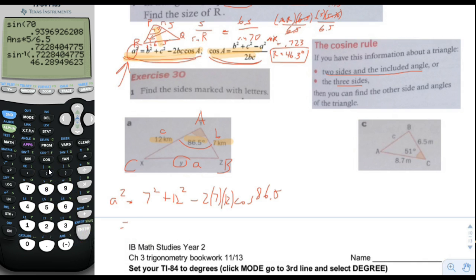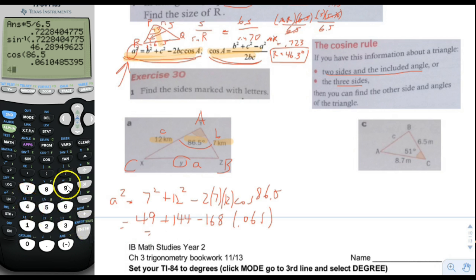I prefer to do some of the things that I can do by hand. I know that 7 squared is 49, I know that 12 squared is 144. And then 7 times 12 times 2 is 168, I think. 7 times 12 is 84, 84 times 2 is 168. And then I'm going to figure out cosine of 86.5 in the calculator here. 0.061. So I'm going to put here 0.061.